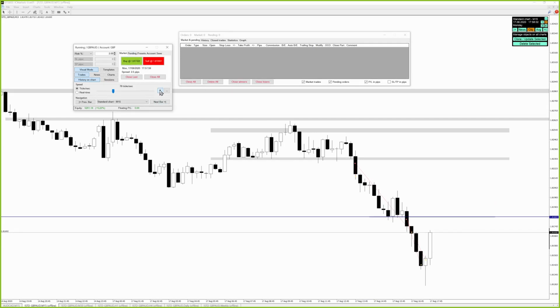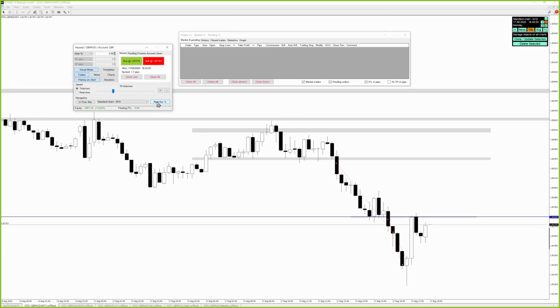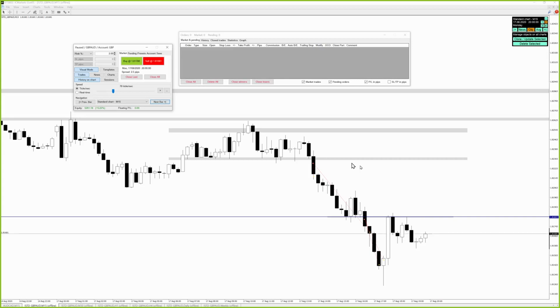So let's move on to the next session over here. You can see how, as we moved into the afternoon, price started ranging, right? Price started ranging as we moved into the afternoon.